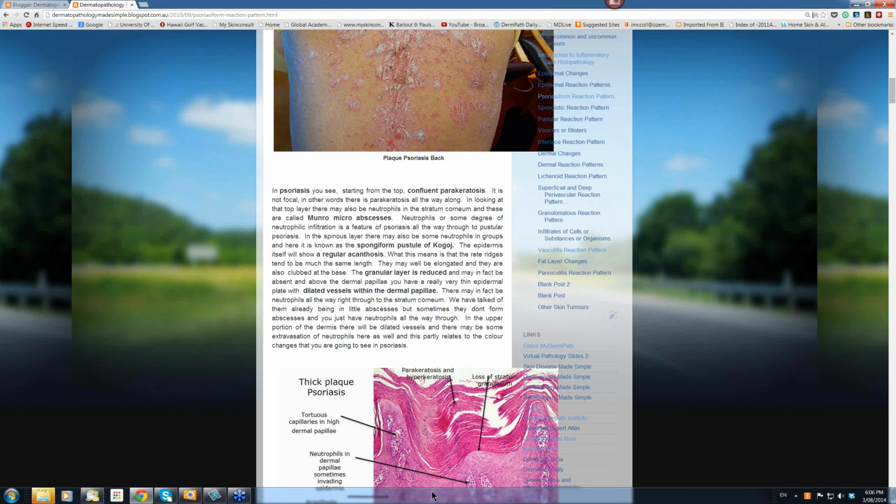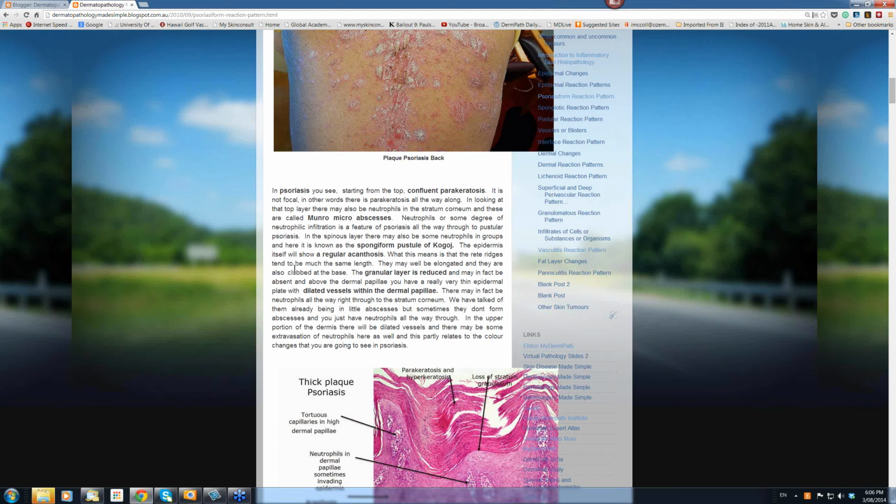Now, in the spinous layer, which is down here, it's commenting there that you may have neutrophils in groups, and they're known as spongiform pustules of Kogoj. I must admit I don't see these very often. It's usually the Munro microabscesses that I'm looking for.